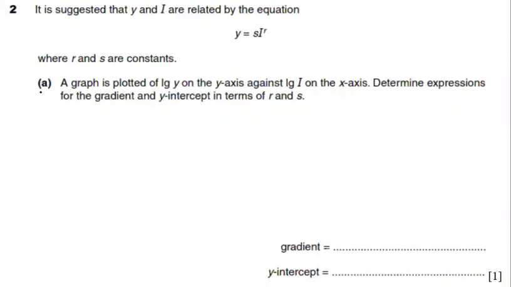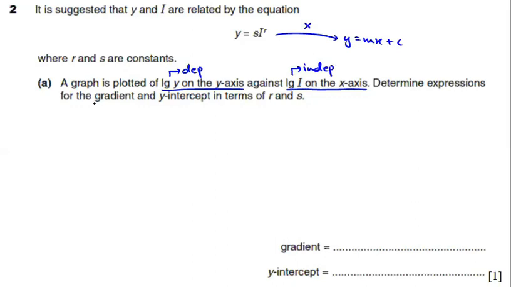Let's do an example now. This is part A of third graph question in the workbook, and the question says it is suggested that y and I are related by the equation y equals s times I raised to the power r. See students, this equation is not a linear equation because it contains power function I raised to the power r. So this equation cannot be brought to y equal mx plus c form, right? The question continues where r and s are constants. Part A says a graph is plotted of log of y on the y-axis, which means that log of y is our dependent variable, against log of I on the x-axis, and log of I is our independent variable.